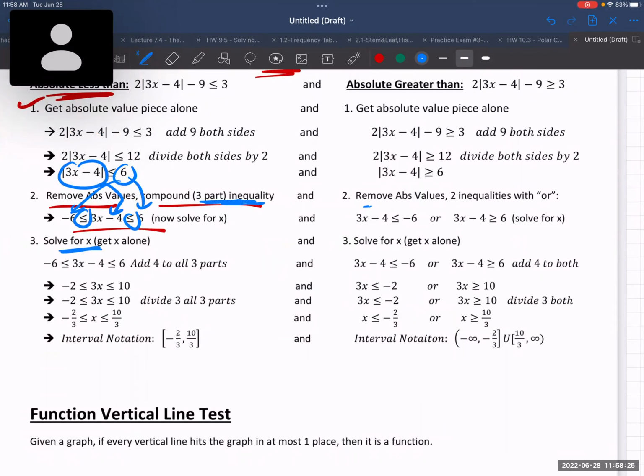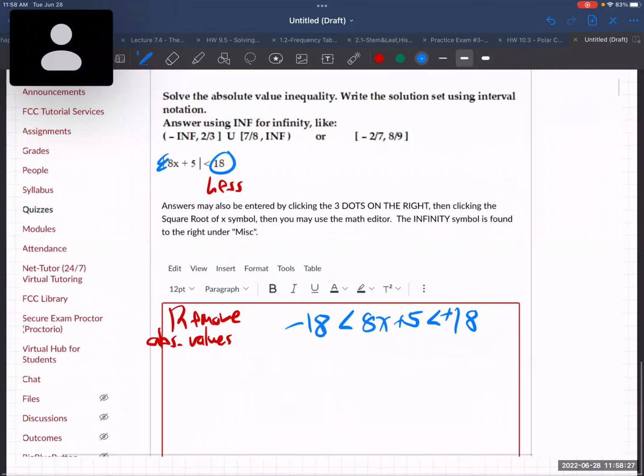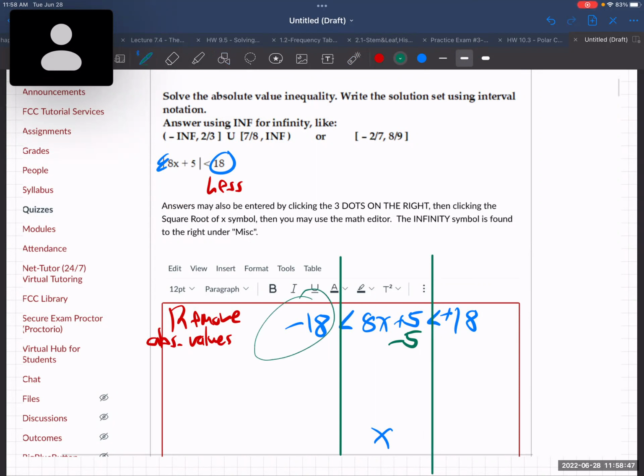So do whatever it takes to get x alone. So how do you do that? Well, you're looking right here where x is. And x is saying, I want to be alone, right? In other words, the goal is to get x alone in the middle. So how do you do that? You first have to get rid of this 5. Whatever you do to one part, if it helps you, you can write this like 3 sections, just to help you see it. There's 3 sections.